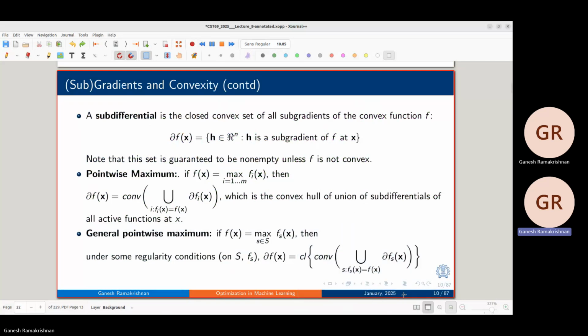So it's possible that in terms of the active functions, at some places the active functions don't exist, in the sense that the point was never achieved. But that's okay, right? The overall subdifferential should be a closed set. So you do the same thing: take the convex hull of the union of all the subdifferentials with respect to those active functions, and then take a closure.